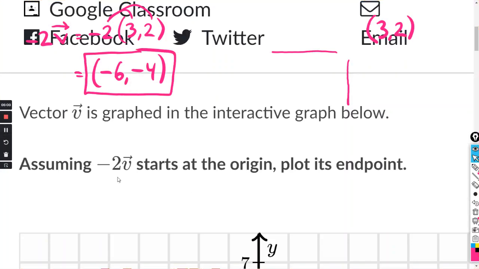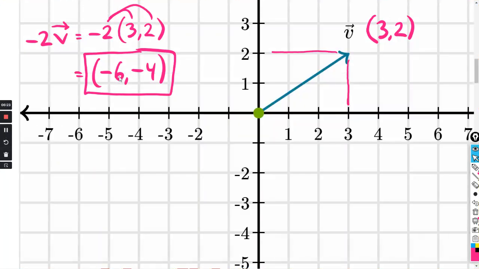They say assuming it starts at the origin, plot its endpoint. They really shouldn't have worded it that way. They should have said the terminal point, because the endpoint is supposed to be where it starts. But I know that's not what they meant. They meant to say plot its terminal point. In other words, where the arrowhead is.